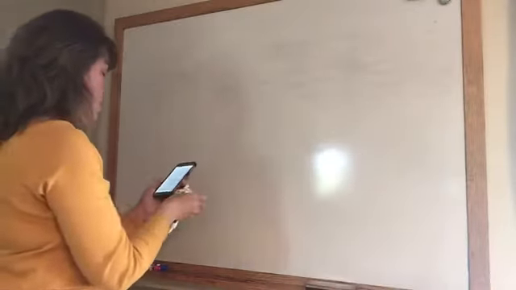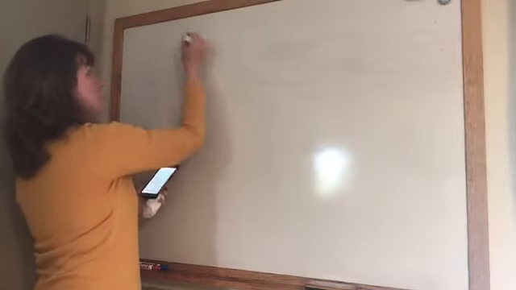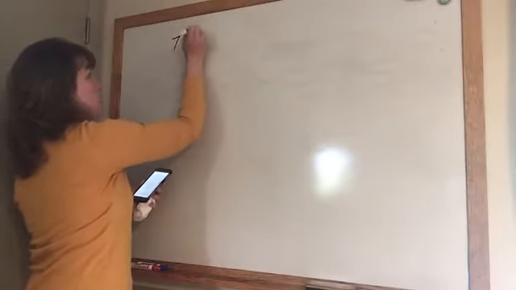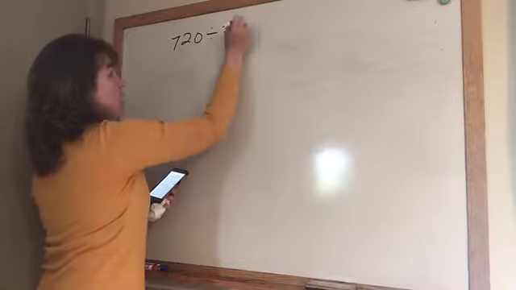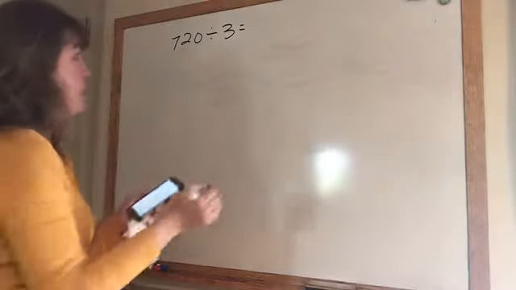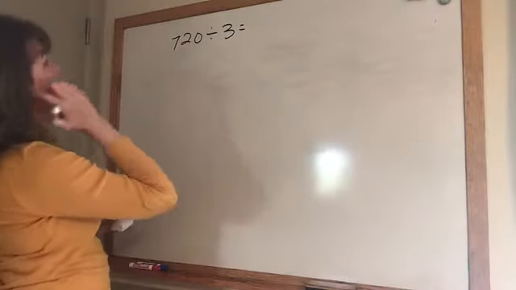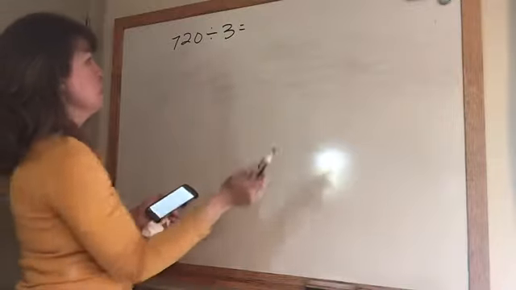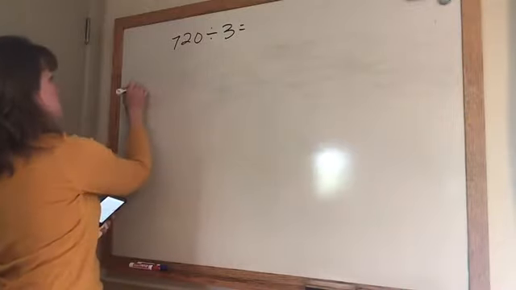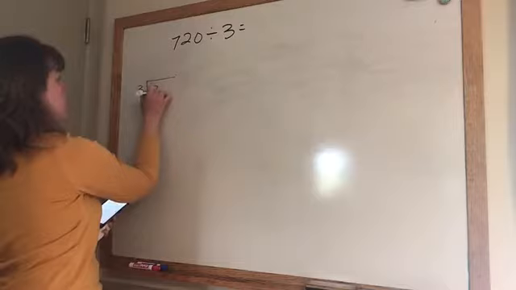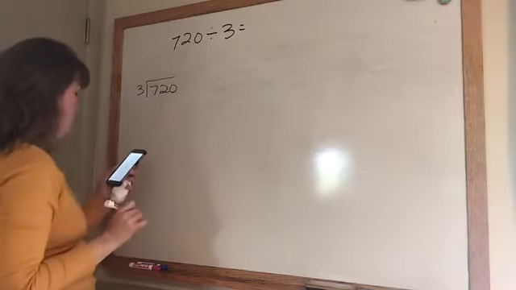Okay, so our equation is 720 divided by 3, and you can use mental math to solve that. Well, you probably could, okay? But we could set it up like this.